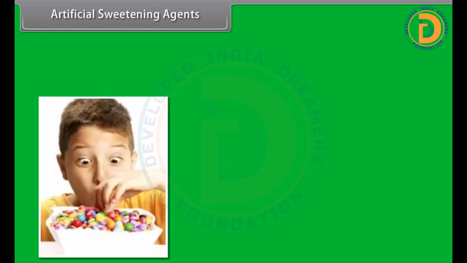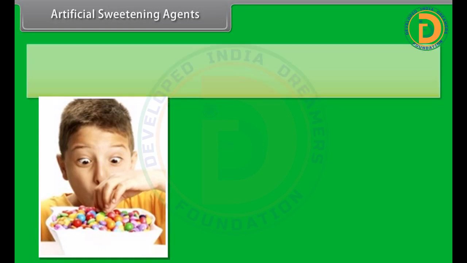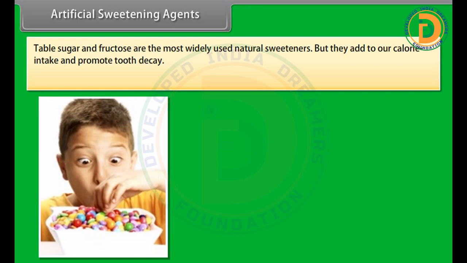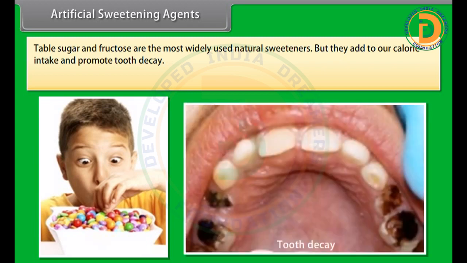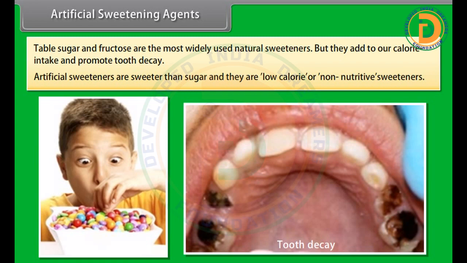Artificial sweetening agents. Sweetness is a matter of taste, but almost everyone has a craving for sweets. Table sugar and fructose are the most widely used natural sweeteners, but they add to our calorie intake and promote tooth decay. Artificial sweeteners are sweeter than sugar and they are low-calorie or non-nutritive sweeteners.